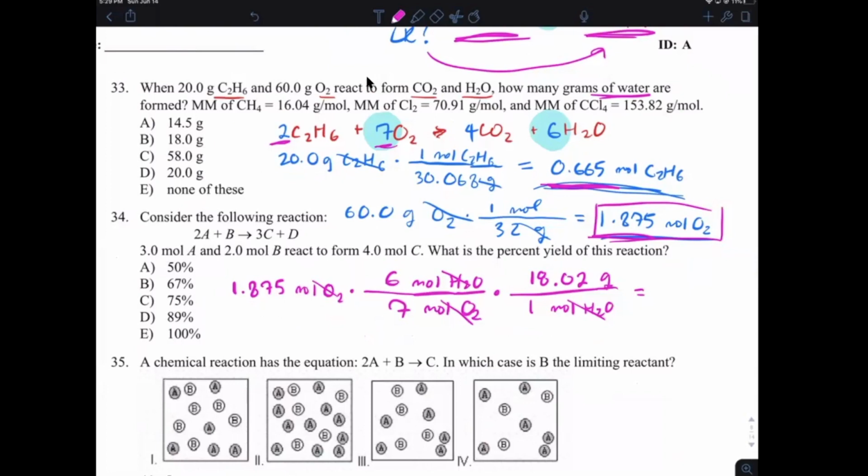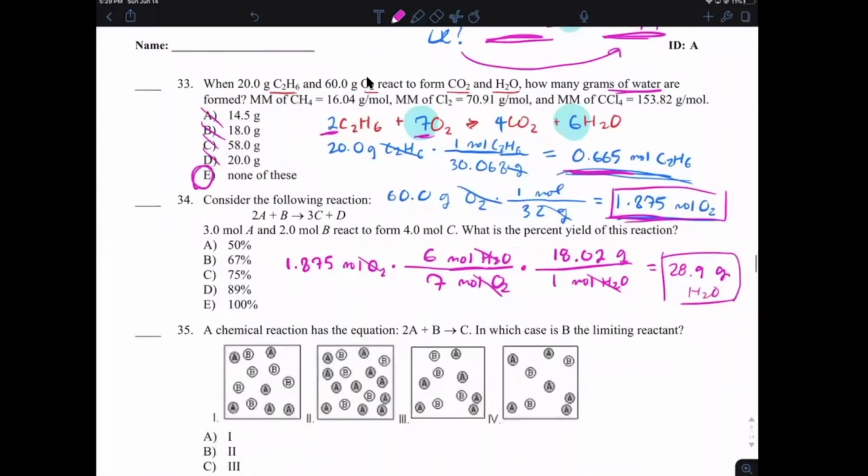So it wouldn't be any of these. It would be E, none of these. So that's how you do something like 33. Are there any other questions?